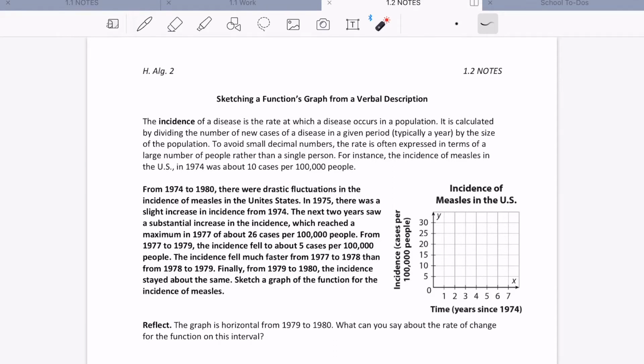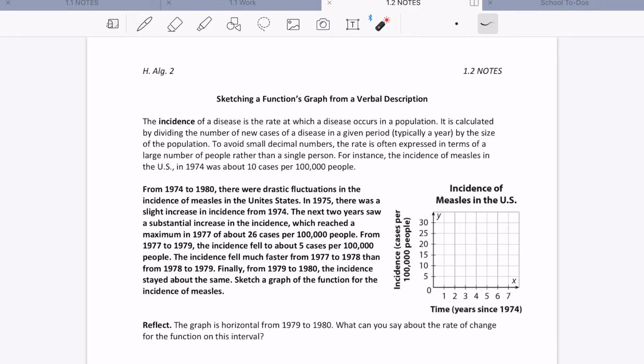Now let's look at how to sketch a function from a verbal description. The incidence of a disease is the rate at which a disease occurs in a population. It is calculated by dividing the number of new cases of a disease in a given period by the size of the population. To avoid small decimal numbers, the rate is often expressed in terms of a large number of people rather than a single person. For instance, the incidence of measles in the US in 1974 was about 10 cases per 100,000 people.